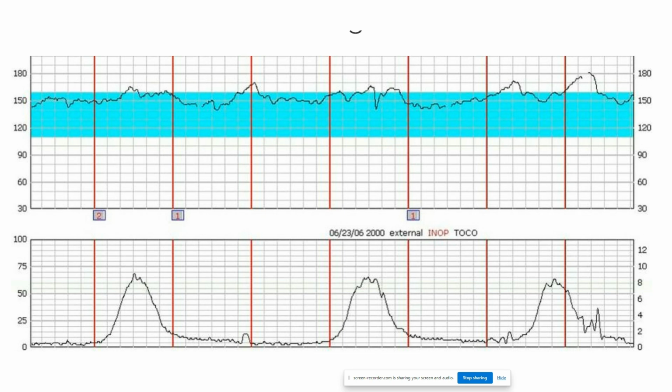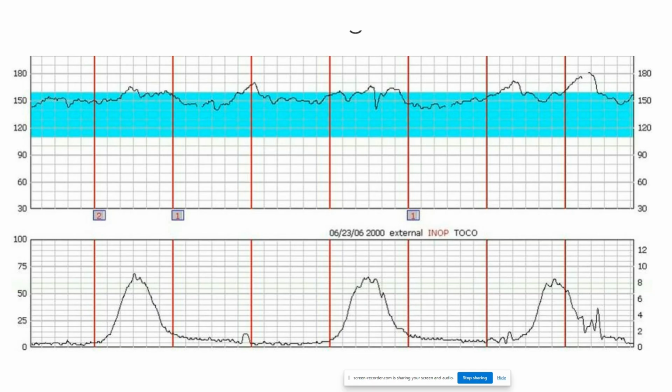So let's say our mom has preeclampsia and the doctor has ordered for her to come to the labor and delivery unit twice a week until she delivers. And he wants her to do an NST, a non stress test. What they're going to do is have the mom lay down. We're going to put the monitors on her.